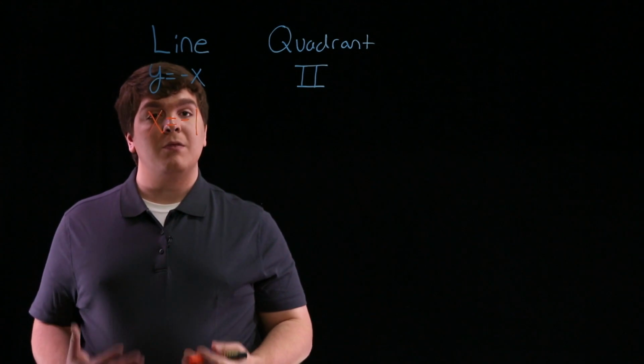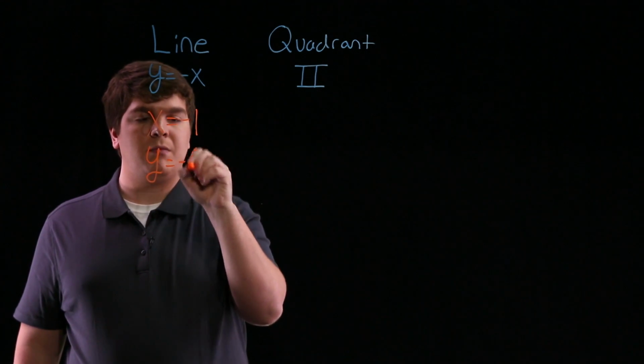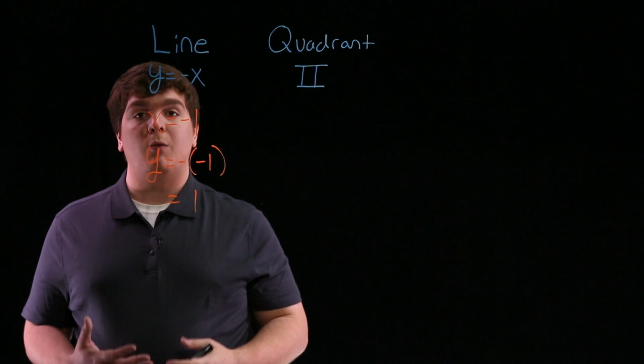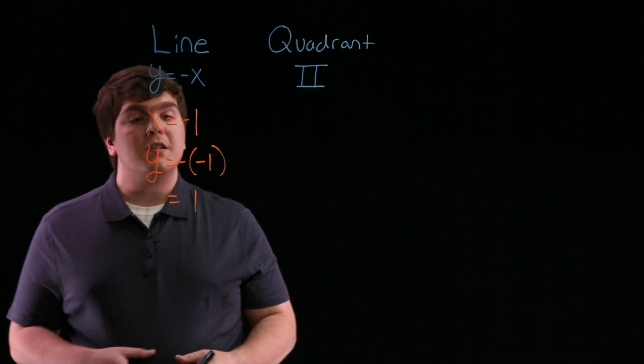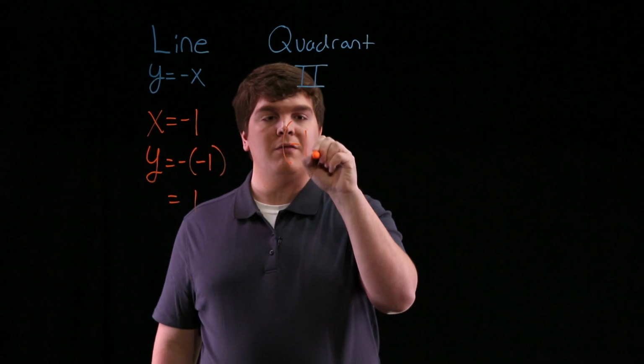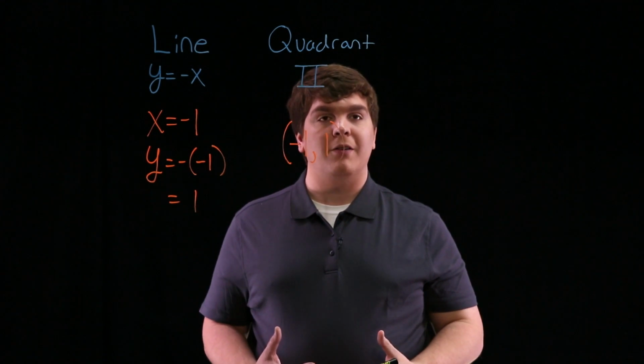Now to find the y value, let's substitute this into our equation. So negative negative 1 is equal to 1. So what this tells us is that the point negative 1, 1 lies on the terminal side of our angle.